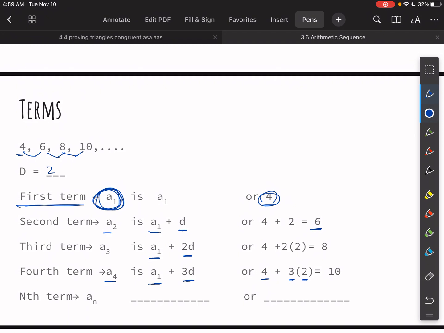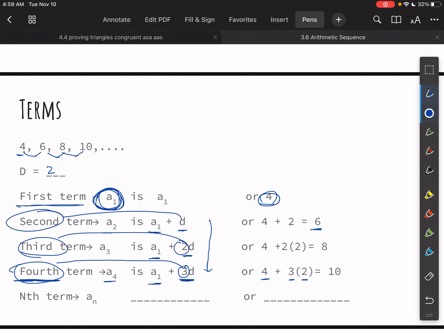Okay, so now they're asking you what would it be for the nth term if this pattern continues. So notice what's happening with my D's. I'm multiplying D by 1 less than the term that I'm on. Right? Do you see that? Hopefully you're seeing that. You're always multiplying D by 1 less than the term that you're on. Okay, so for the nth term, let's look at that.